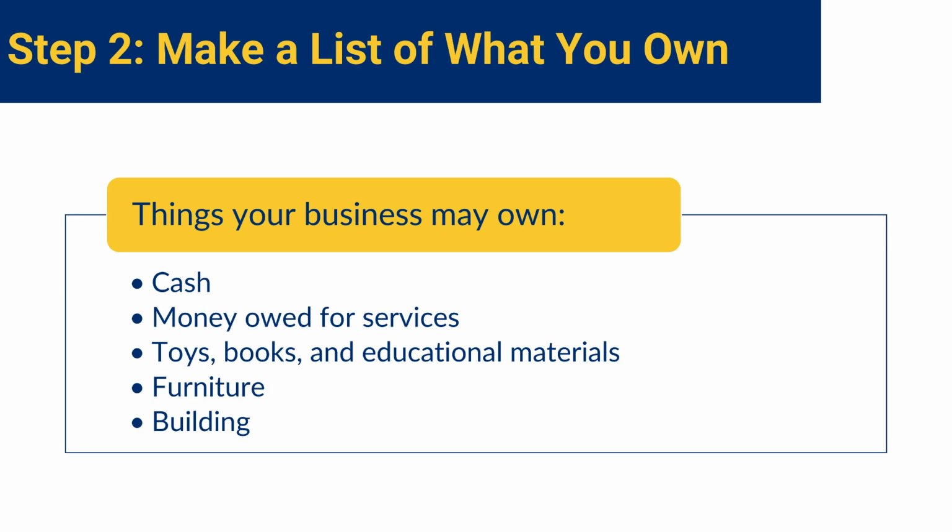Step 2. Make a list of what you own. Think about all the things you own for your child care business, like cash in your business checking account, money parents still owe you for child care services, toys, books, and educational materials, furniture like tables, chairs, and cribs. If you own your building, its value counts as well.